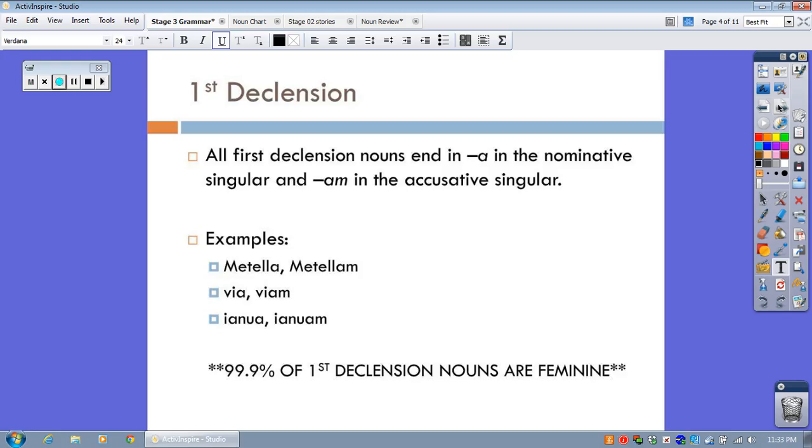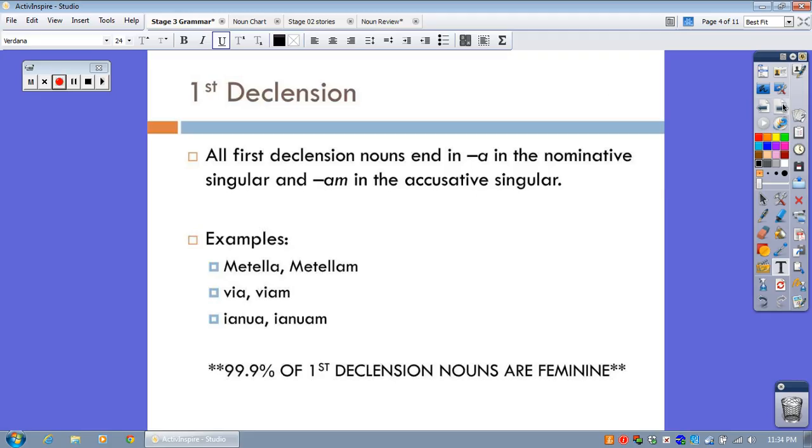As you can see, based on our examples here that we just did, all first declension nouns end in the letter A in the nominative singular. In other words, that's the way they're spelled when they're the subject. And when they're the direct object, in other words, when they're in the accusative case, they end in am. Here are some examples. Metella versus metellam. Via versus viam. Ianua versus ianuam. And almost all, with just a handful of exceptions, first declension nouns are feminine in gender.